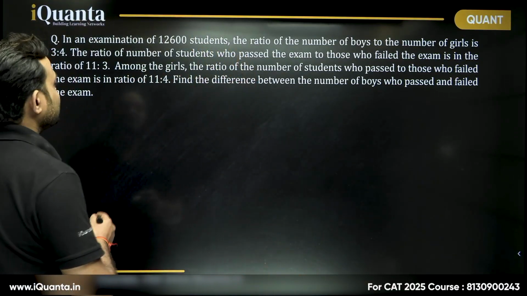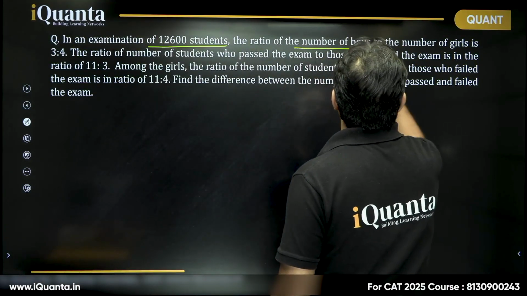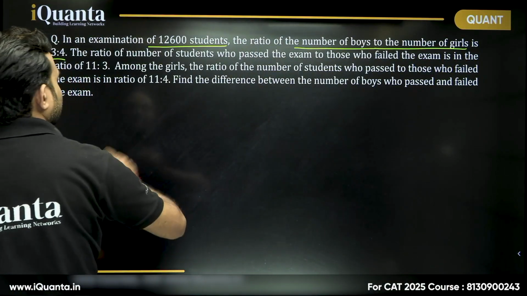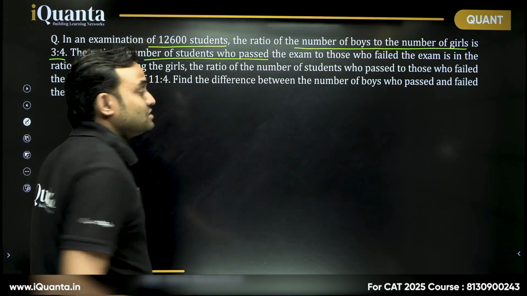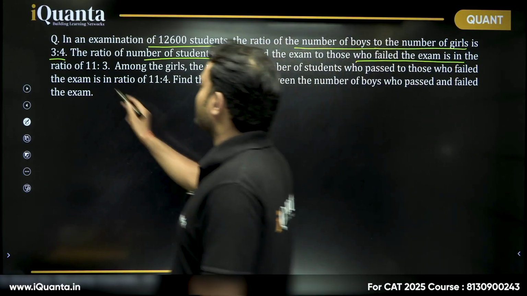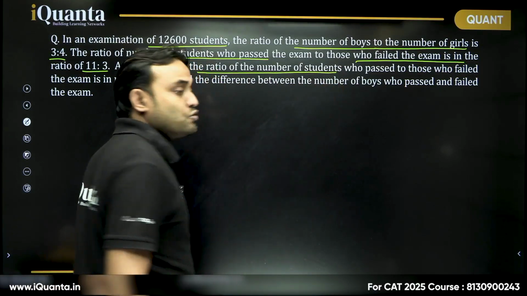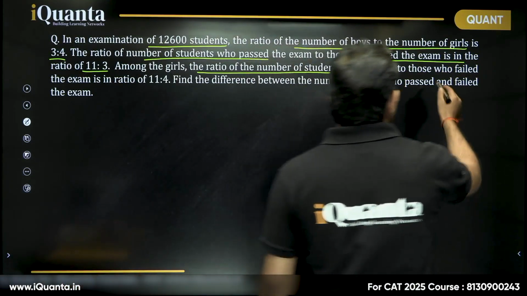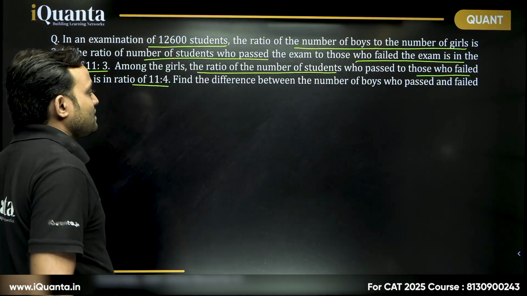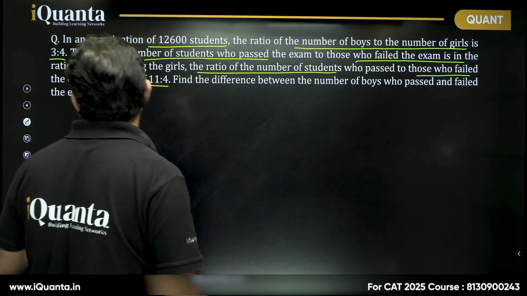It says in an examination of 12,600 students, the ratio of total number of boys to total number of girls is 3:4. The ratio of number of students who passed the exam to those who failed the exam is in the ratio of 11:3. Among the girls, the ratio of number of students who passed to those who failed the exam is in the ratio of 11:4. Find the difference between the number of boys who passed and failed the exam.